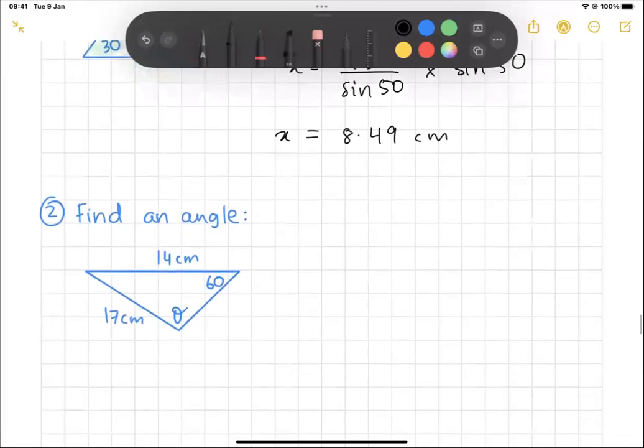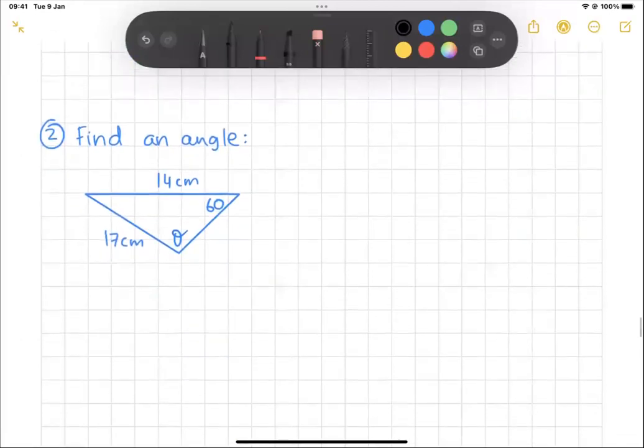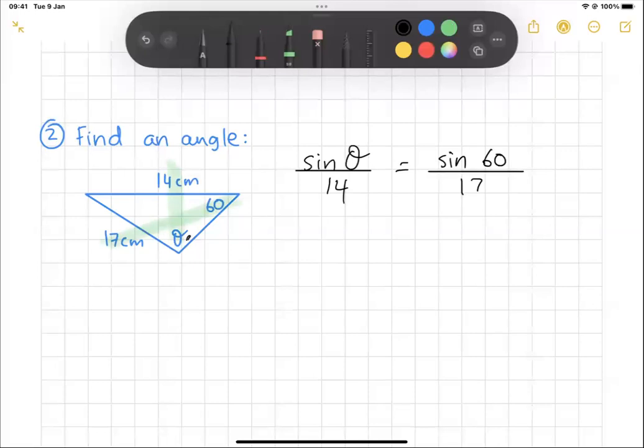All right, let's do our second example. Find an angle. First, to find which method I need to use, I need to see a cross. I see a cross here, so I need to use the sine rule. But this is now finding an angle. So I need to use my unknown angle, which is this one right here. I write sine theta over its opposite side, which is 14, equal to sine 60 all over 17.